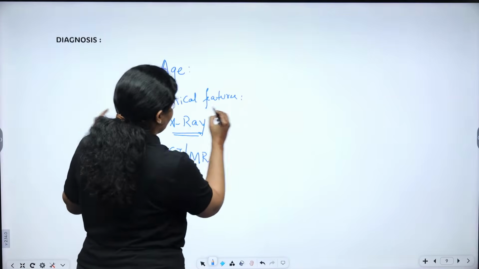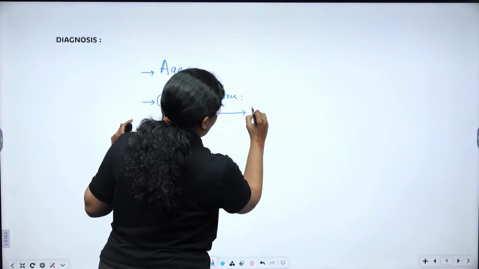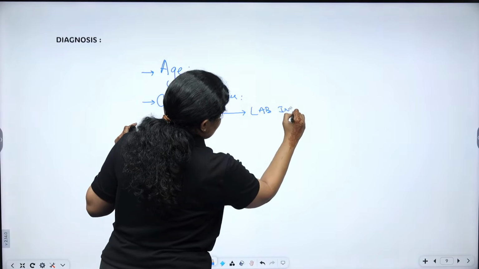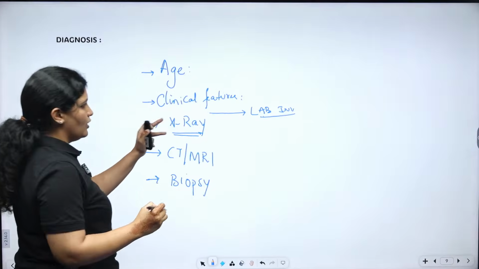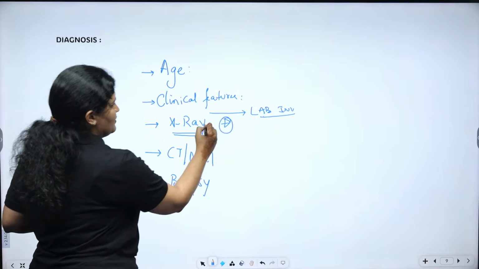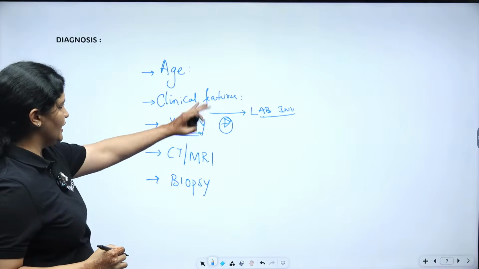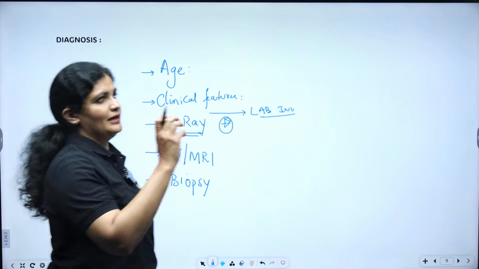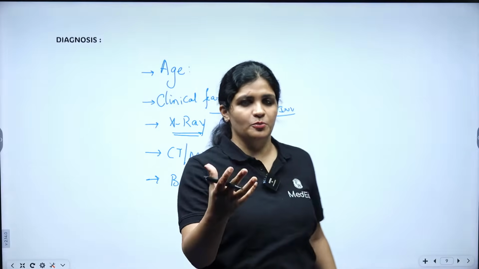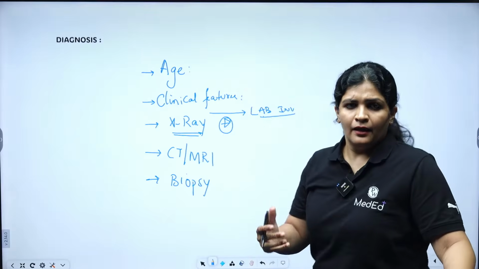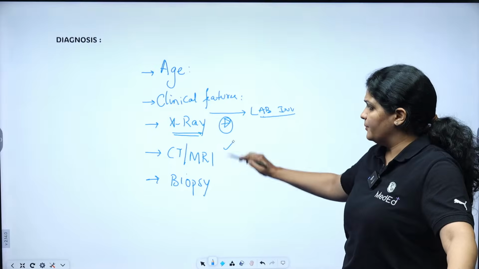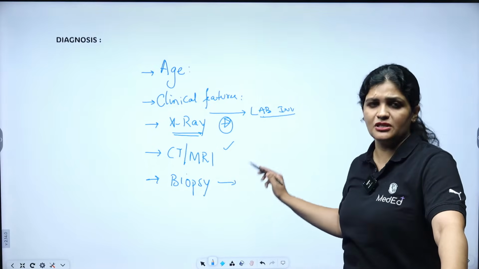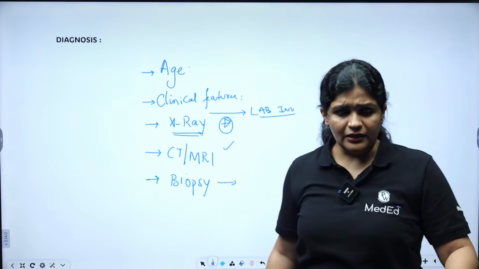Before the clinical and X-ray you can always include the lab investigations. Lab investigations we usually do before the X-ray or together. Once you arrive at a certain diagnosis, for example this could be a tumor or this could be an infection, then you go for confirmation by CT or MRI, and the confirmative, definitive diagnosis is always by biopsy.